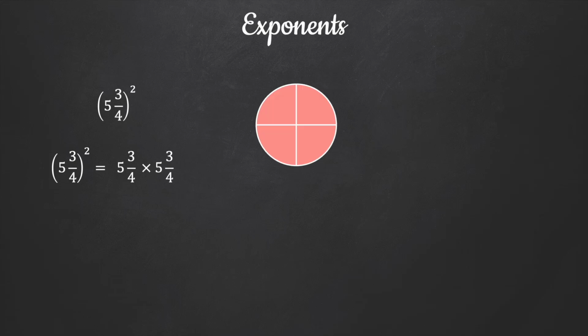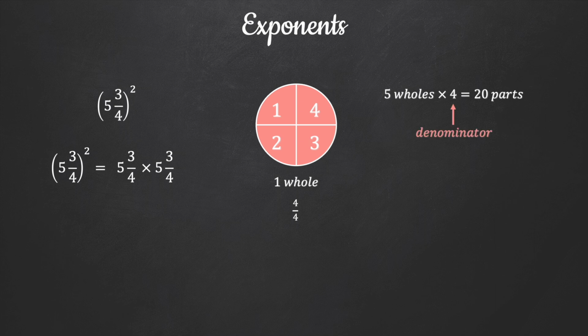Because we're talking about fourths, keep in mind that it takes 4 parts shaded out of 4 equal parts to make a whole. So one whole would be 4 out of 4. Because we have 5 wholes here, we're going to multiply it by 4, which is our denominator, and the amount of pieces it takes to make a whole, and that would equal 20 parts. That means if we had 5 wholes, we would have 20 parts shaded. And in order to make a whole, we need 4.